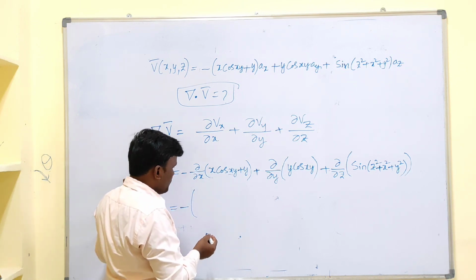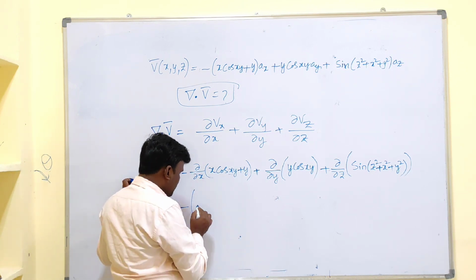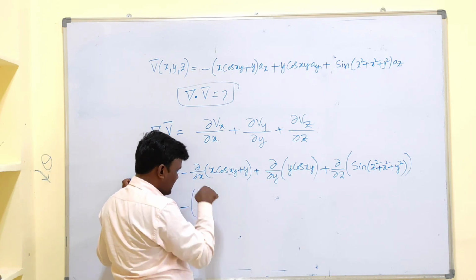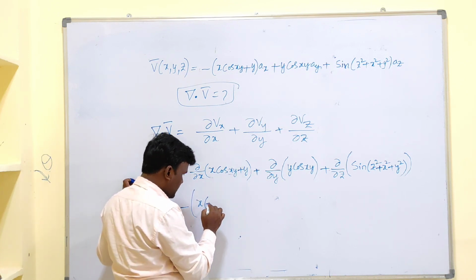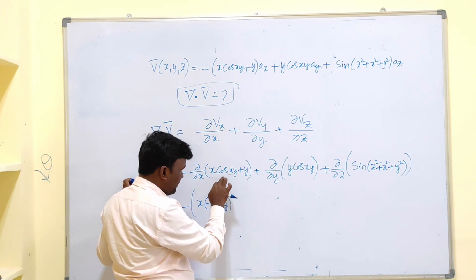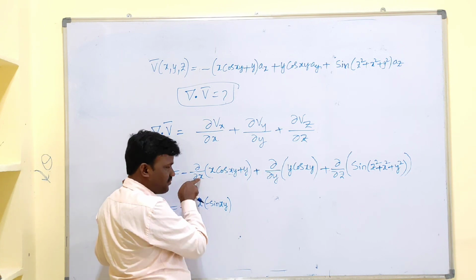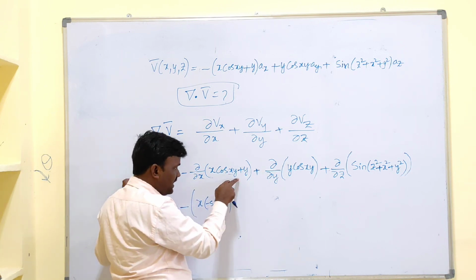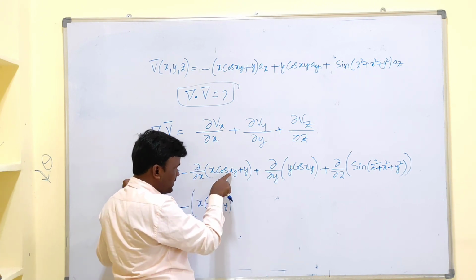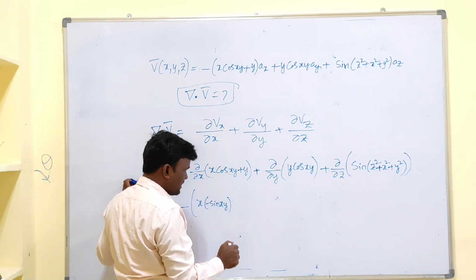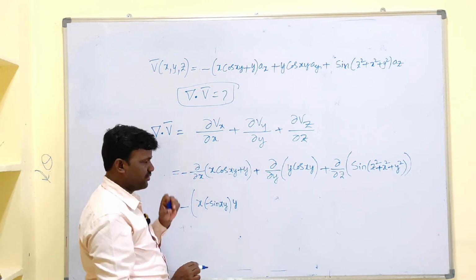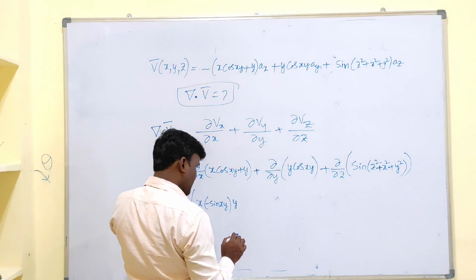So u into v dash. u is x. Differentiation of cos xy with respect to x gives minus sin xy, but it is not x. If it is cos x, that is minus sin x. Partial differentiation with respect to x. Again, I need to differentiate this xy with respect to x. The partial differentiation of xy with respect to x gives y into 1, that is y only.